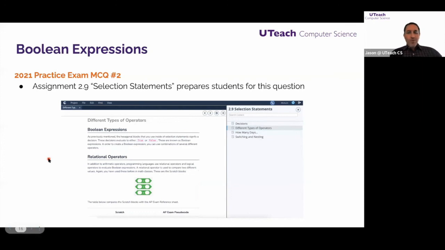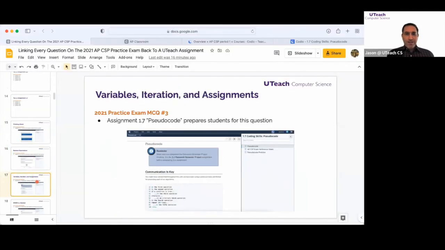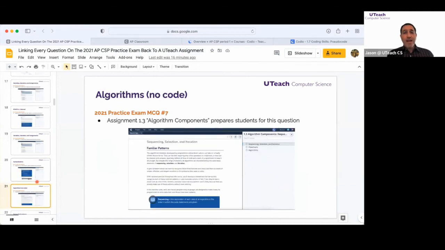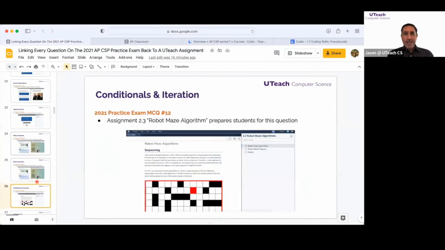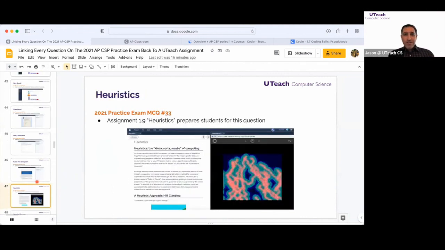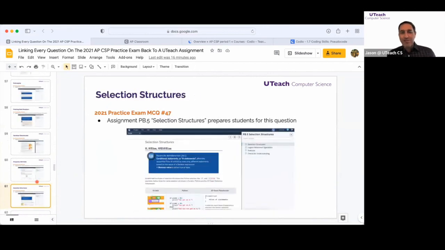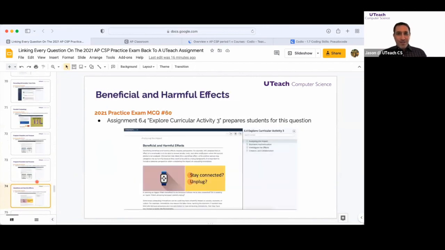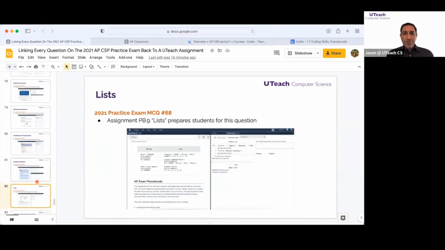Now question 2. Question 2 is a selection statement, all right? And we review these selection statements, and it's specifically talking about Booleans right here in assignment 2.9. We talk about Boolean expressions and then your relational operators. So that is how I want you to use the rest of this slide deck. I went through every single question, linking it back. That is what a majority of this slide deck is. That is why you need to download it. That is how you're going to use this information to facilitate to your class.